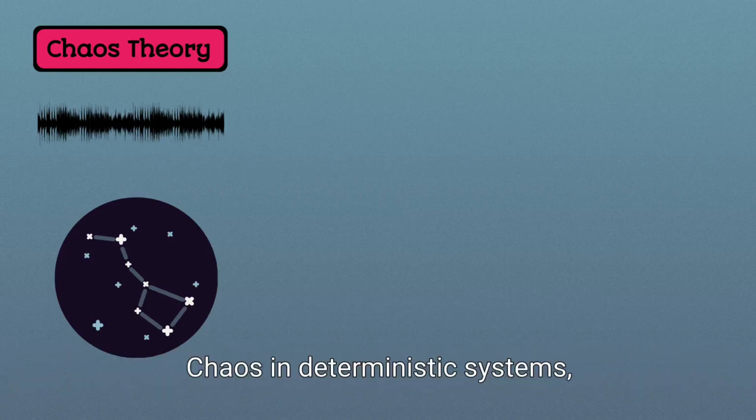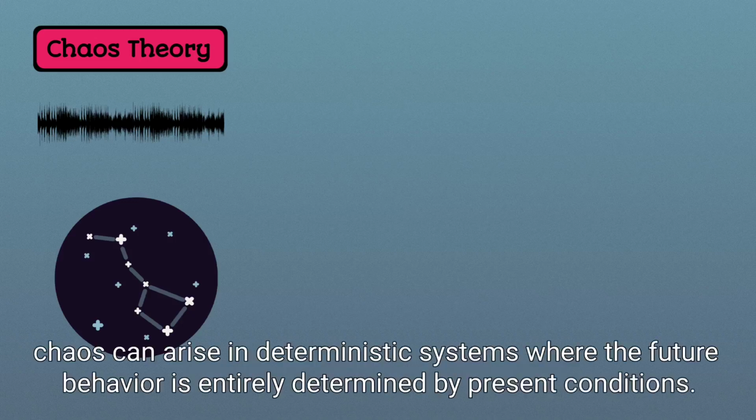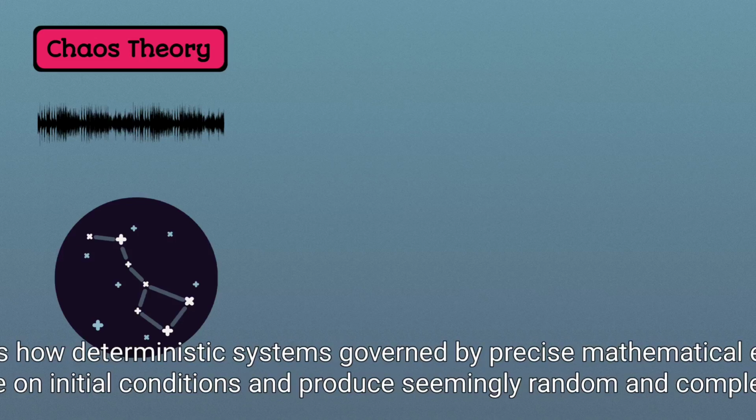Chaos in deterministic systems. Contrary to common intuition, chaos can arise in deterministic systems where the future behavior is entirely determined by present conditions. Chaos theory investigates how deterministic systems, governed by precise mathematical equations, can still exhibit sensitive dependence on initial conditions and produce seemingly random and complex behavior over time.